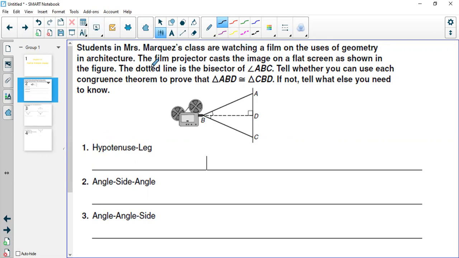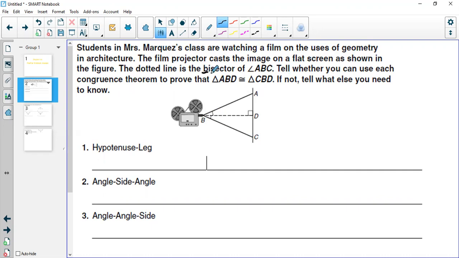We have to follow what's given here. Students in Mrs. Marquez's class are watching a film on the uses of geometry in architecture. The film projector casts the image on a flat screen as shown in the figure. The dotted line is the bisector of angle ABC.